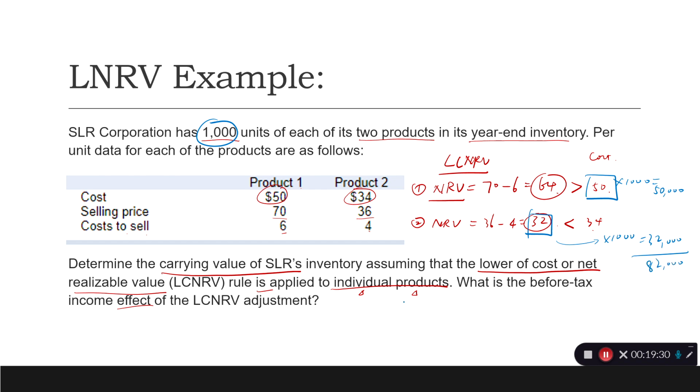However, currently the cost of the inventory without write down is going to be 50 times 10,000 plus 34 times 10,000, right? It's going to be $84,000. So hence we needed to write down $84,000 minus $82,000, $2,000. That is the amount of write-down.